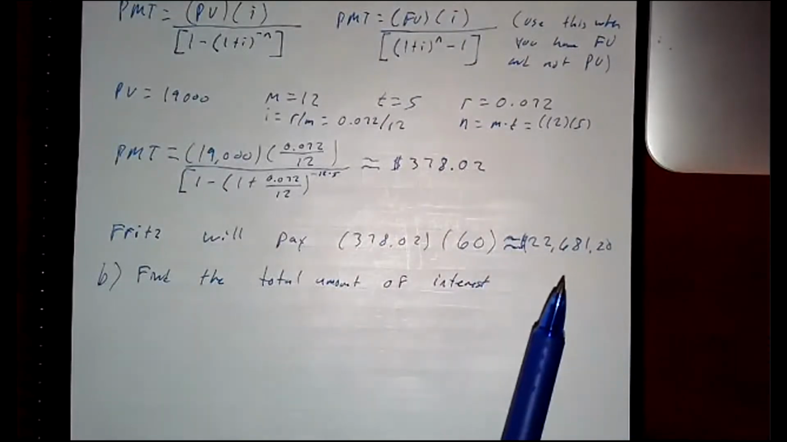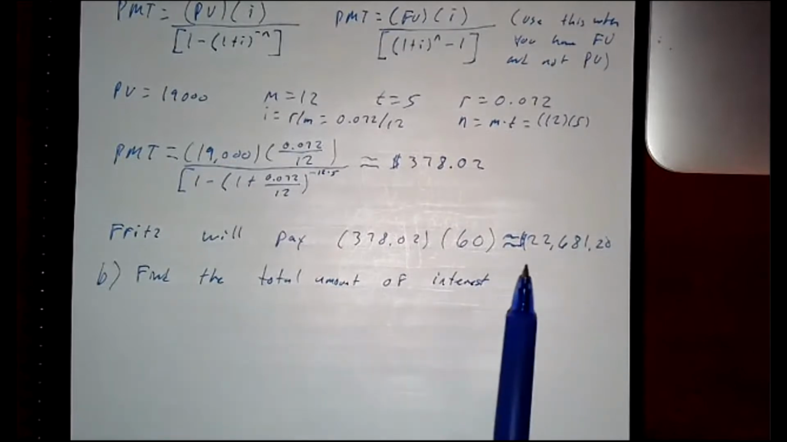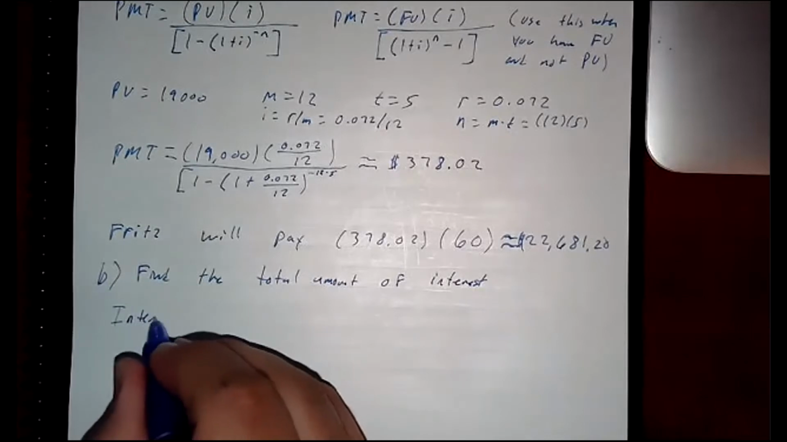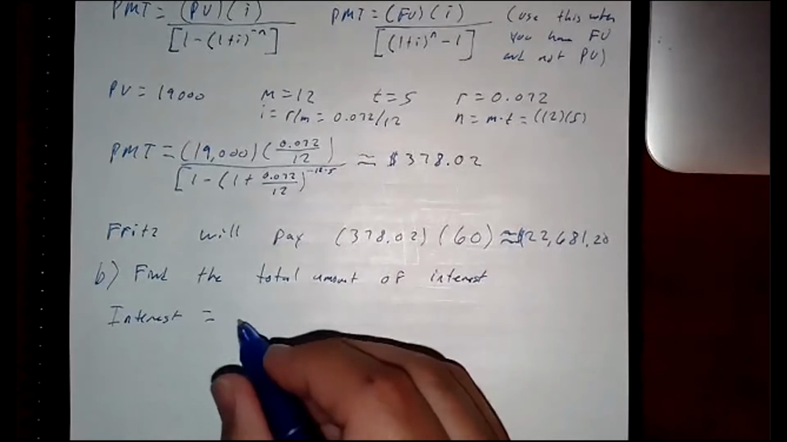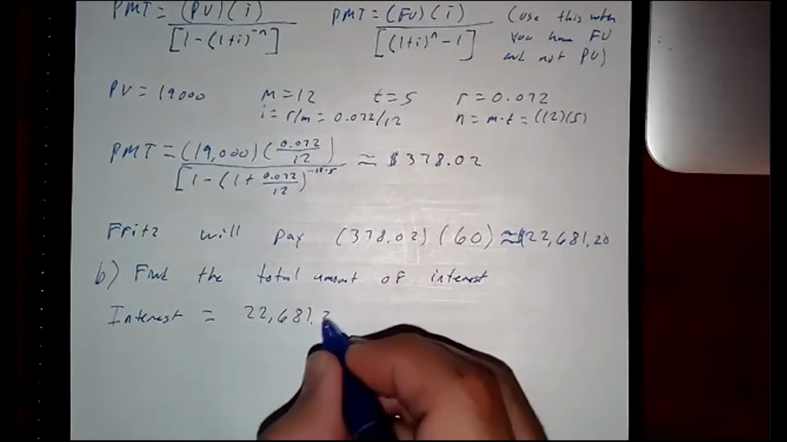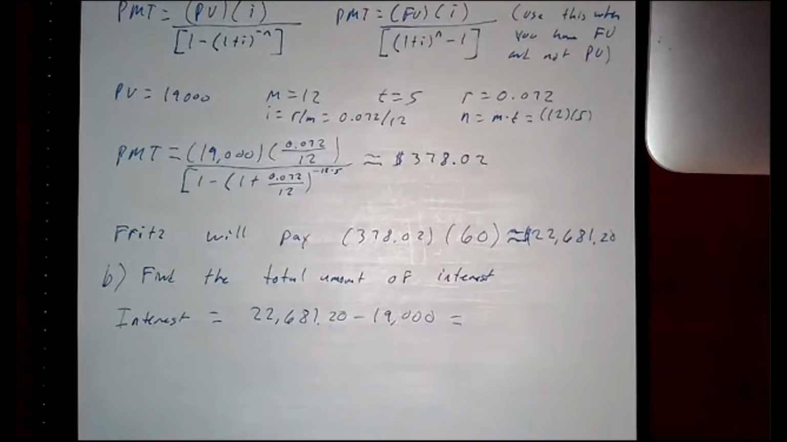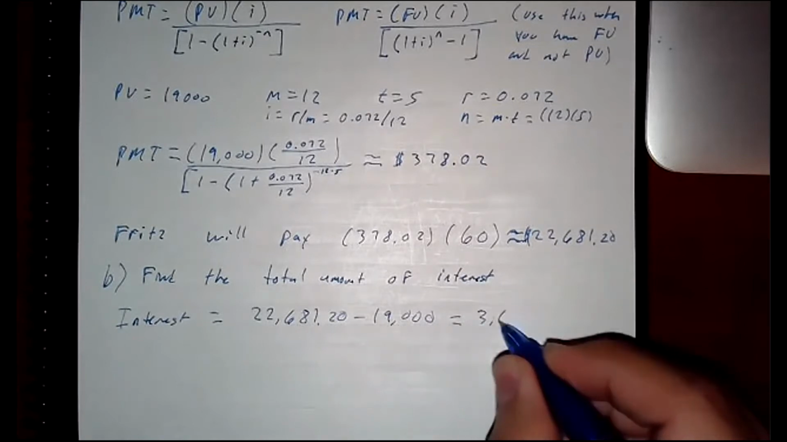So we have total amount. If they ask you the amount of interest, you just subtract this from what you borrowed, right? So interest will equal this amount, 22,681.20 minus the 19,000 that I borrowed. Basically, we give away in interest about 3,681.